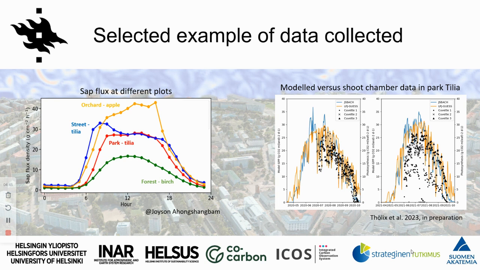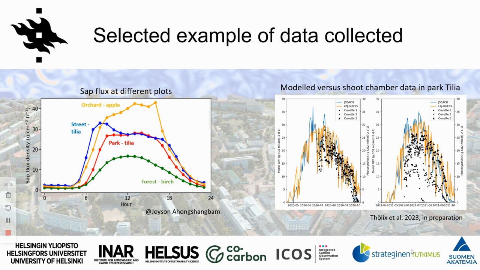Then on the right-hand side, you can see we also have these automated chambers measuring at the park site. The black symbols here represent these 3 different chambers in the park, and the lines represent two different kinds of models, run by our colleagues from the Finnish Meteorological Institute, and how they compare with the observations that we are doing. So a large part of this is, of course, that we want to understand how urban vegetation behaves, but also we want to have data for model evaluation.